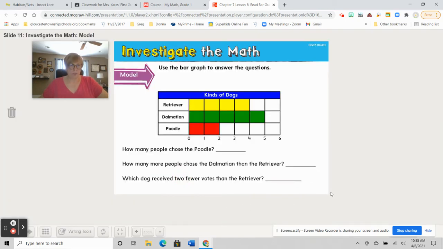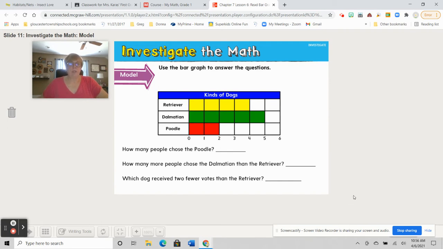Okay, and now for our investigation for the day. This is also something you could write your answers on and then check when you come back. So this is kinds of dogs. And as you can see, there's the retriever, a Dalmatian, and a poodle. All right, so I'm going to ask you the following questions. And if you need to pause after each question to write down your answer on your whiteboard, that would be perfect. And then you can come back after we've done all 3 and check your answers.